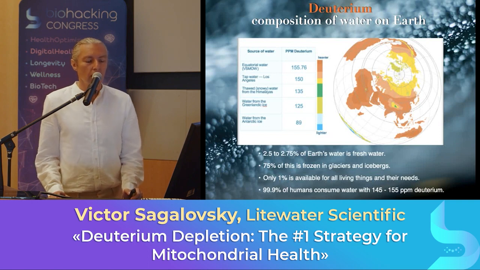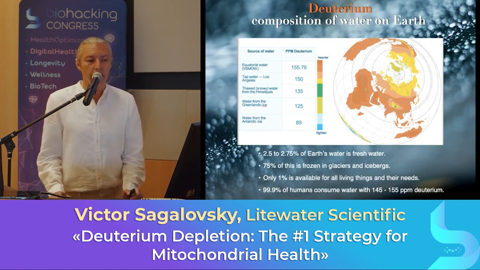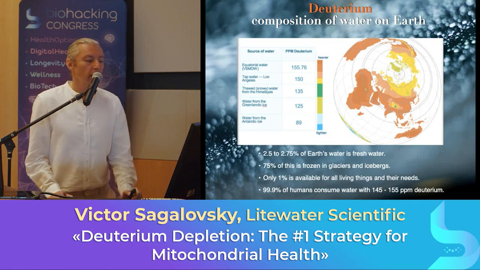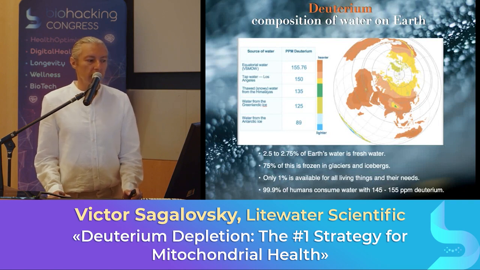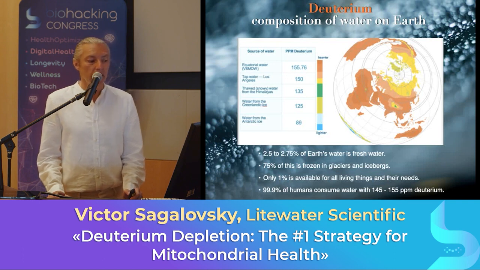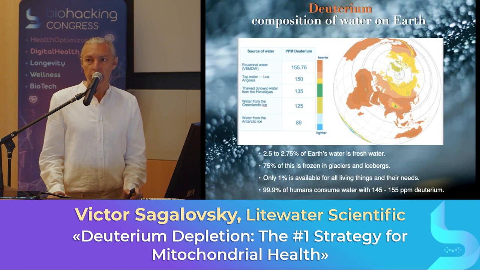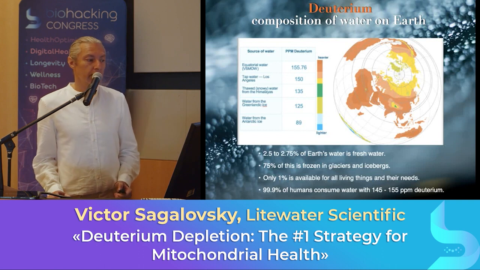So on our water planet, we actually don't have that much water that's in a potable state. That's drinking water. As you can see, only 2.5, maybe 2.75% of the fresh water on the planet is drinking water, and most of that is frozen. So only 1% of the water on the planet is really available for us to drink. And this water, in the oceans, is roughly 155 parts per million of this HDO, or deuterium. And drinking water varies between 145 to 155 parts per million. So whatever water you drink wherever you are, you're going to be introducing deuterium into your body, and that includes from the food you eat as well.